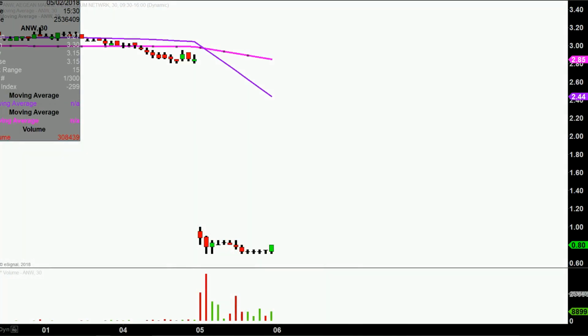Real quick, what do I mean by 30-minute, in case maybe you're new to charts? Instead of each one of these candlesticks representing one day's worth of price action, which is what you would normally see, each one represents 30 minutes. So all this here may look like several days' worth of time. It's actually today's price action broken down into 30-minute time slices.